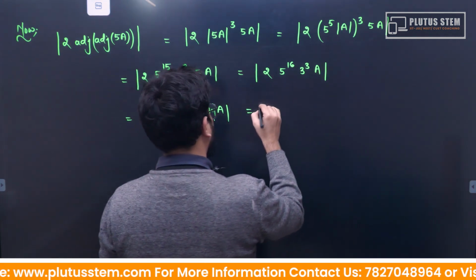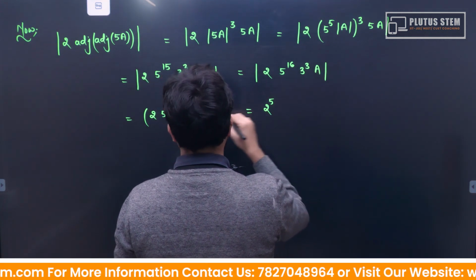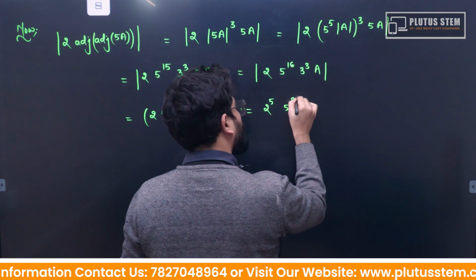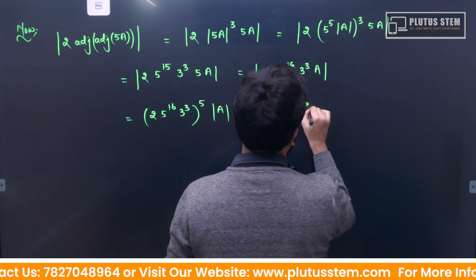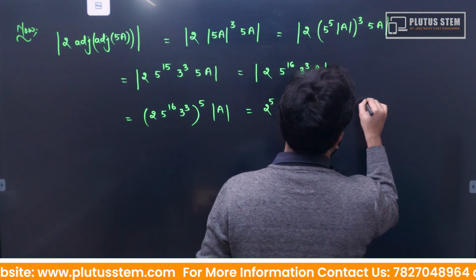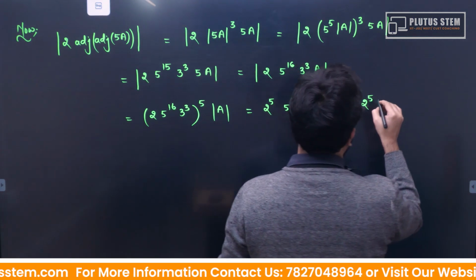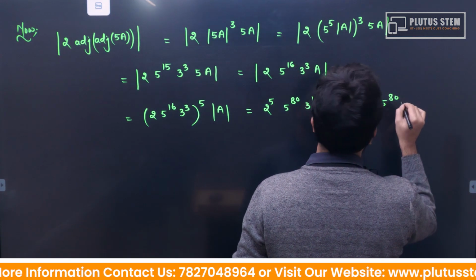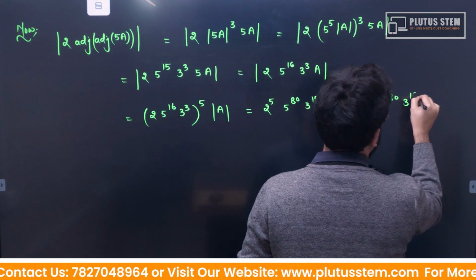So that value is 2 power 5, 5 power 80 (16 into 5), 3 power 15, and determinant A is 3. So you can say that is 2 power 5, 5 power 80 and 3 power 16.